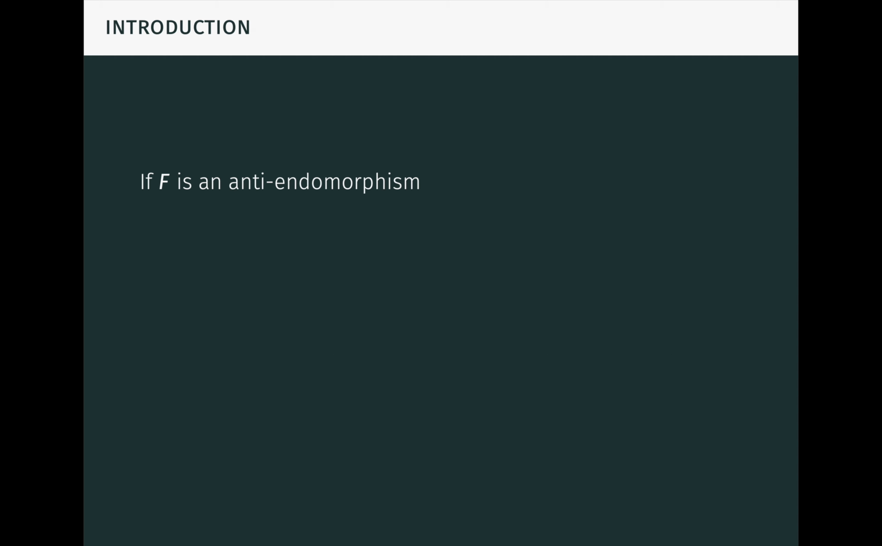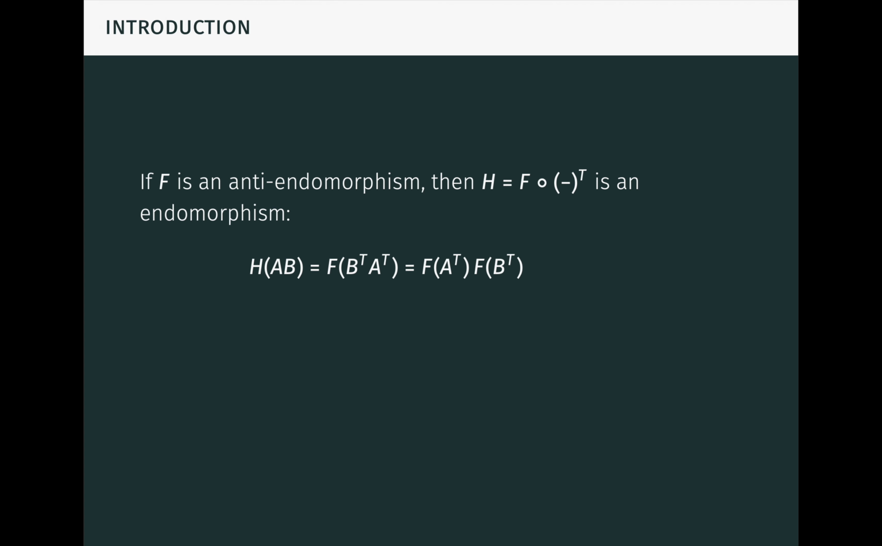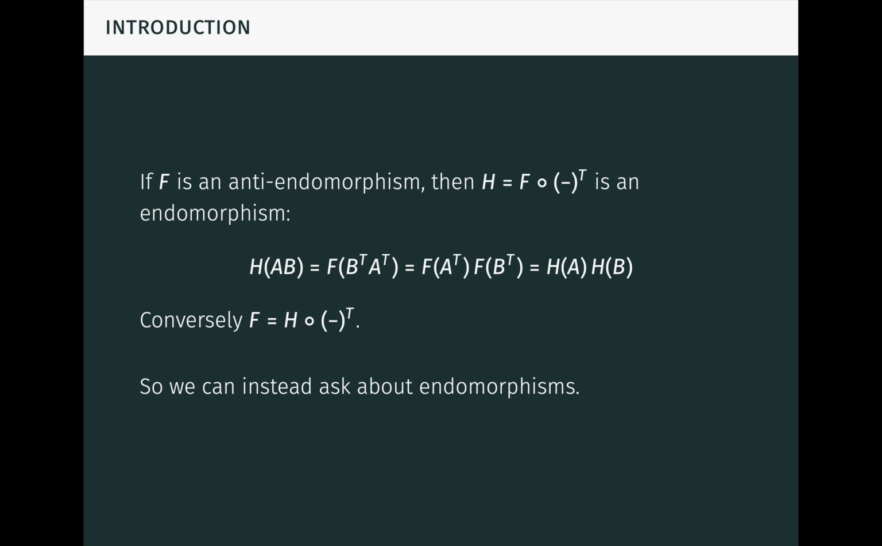If f is an arbitrary anti-endomorphism of the algebra, then if we define h by precomposing with transposition, we get an endomorphism. That's because h(AB) equals f(B^T A^T), which equals f(A^T) f(B^T), which equals h(A) h(B). Conversely, we get f back by precomposing transposition again, since transposition is an involution. So this reduces the question about anti-endomorphisms to the corresponding question about endomorphisms.